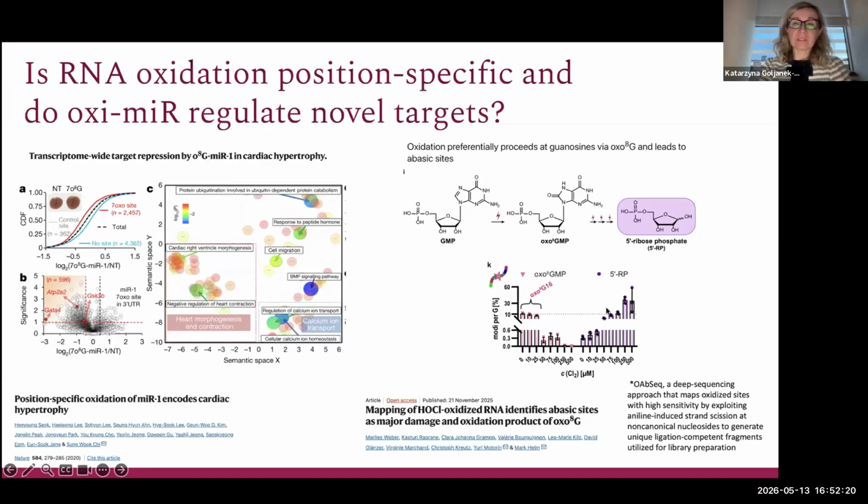On the other hand, we have this literature showing, and this is now not microRNAs, this is mRNAs, that if you have an oxidized RNA, the damage kind of continues and you start to detect abasic sites. And perhaps this is something we're missing here in our data, so we're going to look at that a little bit closer.